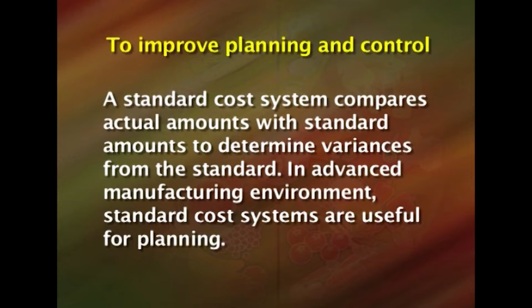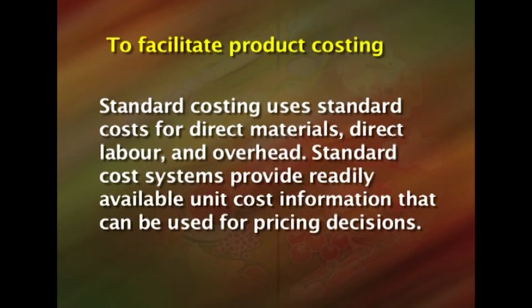A standard cost system compares actual amounts with the standard amounts to determine variances from the standard. In advanced manufacturing environments, standard cost systems are useful for planning. To facilitate product costing, standard costing uses standard costs for direct materials, direct labor, and overhead. Standard cost systems provide readily available unit cost information that can be used for pricing decisions.